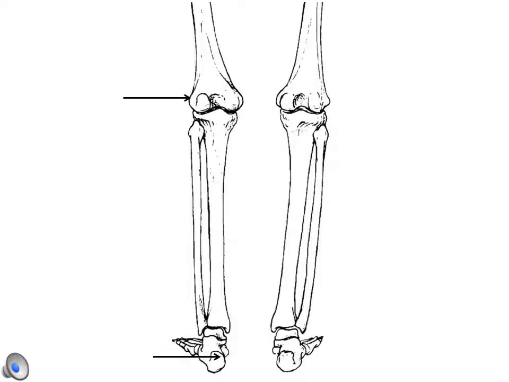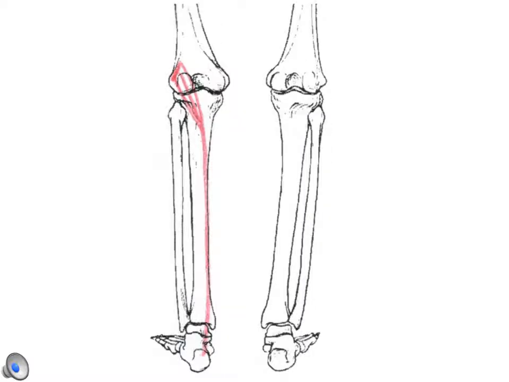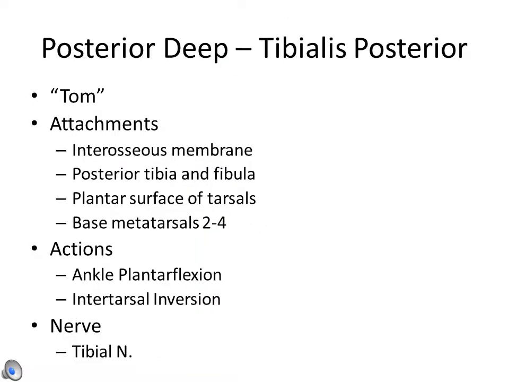Pause the lecture to draw in the attachments and the muscle belly of plantaris. How does your drawing compare? Now let's move on to the posterior deep compartment. There are three muscles in the posterior deep compartment, which we refer to as Tom, Dick, and Harry. Tom stands for tibialis posterior, Dick stands for flexor digitorum longus, and Harry stands for flexor hallucis longus.